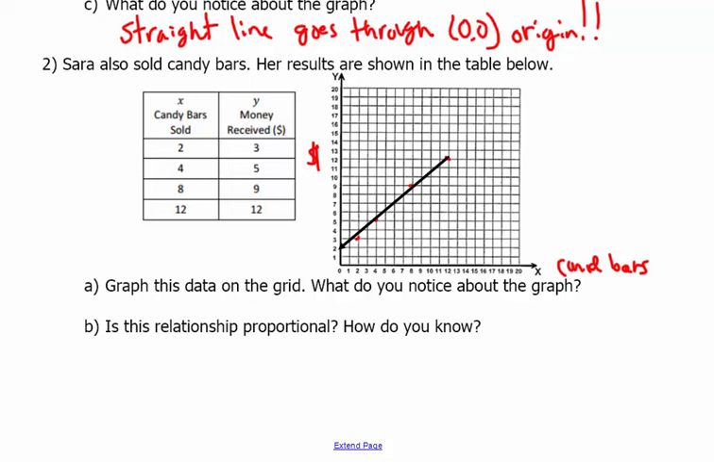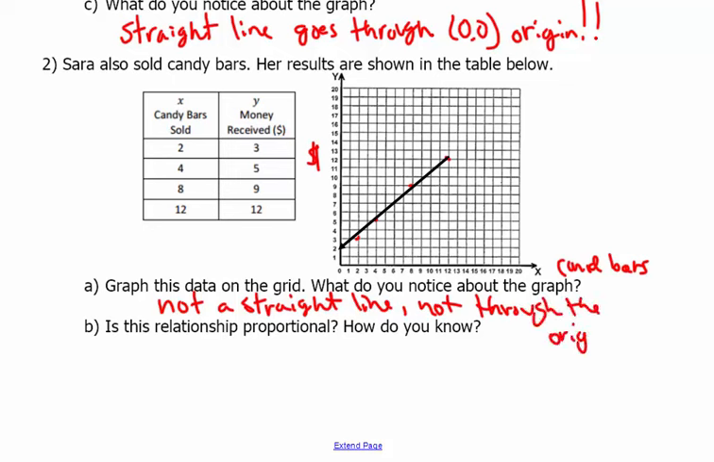What do you notice about the graph? Not a straight line. Not through the origin. So it's very different than the first one. Is this relationship proportional? No. There's no unit rate. Or I could say the ratios are not equivalent. These mean the same thing. If there's no unit rate, the ratios will not be equivalent.